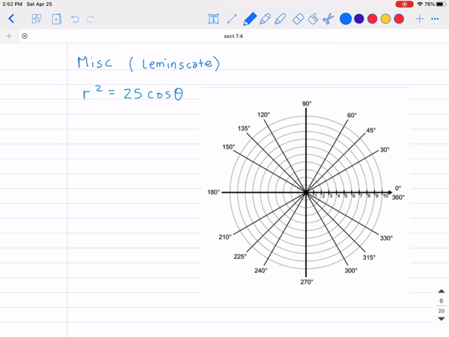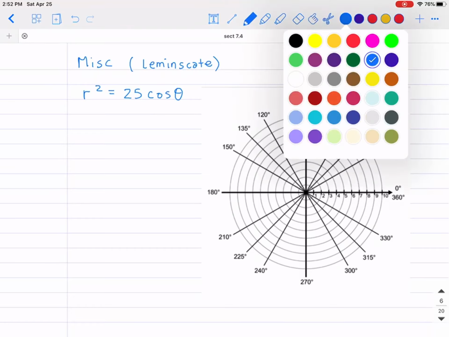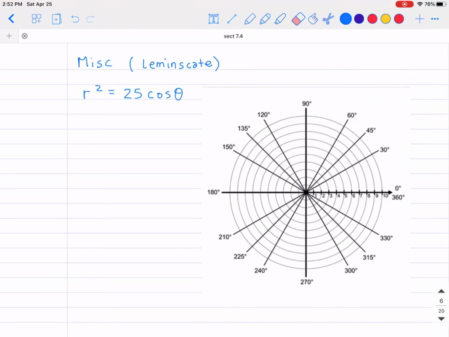This is called the Lemniscate. I think there's an extra I in there actually, so I probably wrote it wrong. Let me go ahead and erase this word over here. Lemniscate. Anyhow, this is the last type of curve that we're going to be looking at for polar.